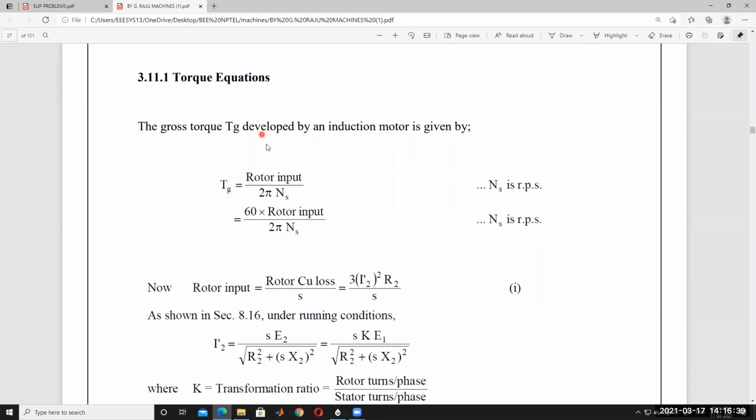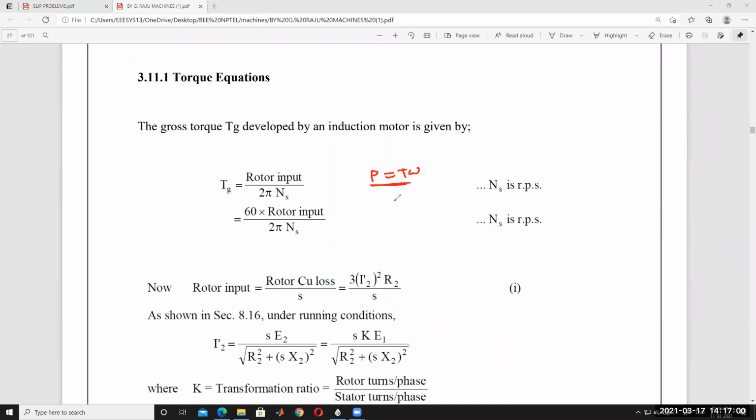Torque equation of induction motor. Here you know well, power is equal to torque into omega. So based on that relation, power is equal to torque into omega.